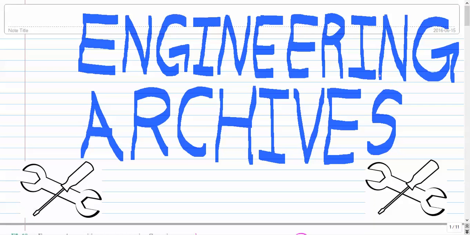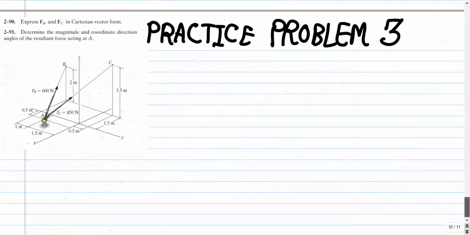Let us look at practice problem number 3 for this chapter. So this question says, express the force Fb and Fc in Cartesian vector form. And the second part of the question is, determine the magnitude and coordinate direction angles of the resultant force acting at A. For the first part of the question, we have to express this force vector from A to B in its Cartesian form, and also this other vector from A to C in its Cartesian form.